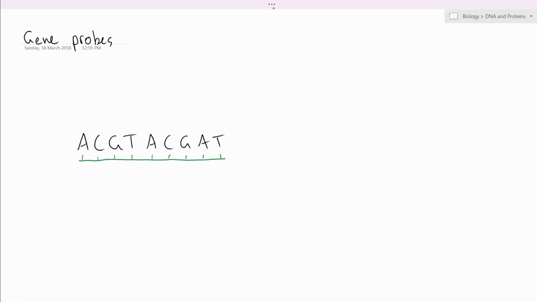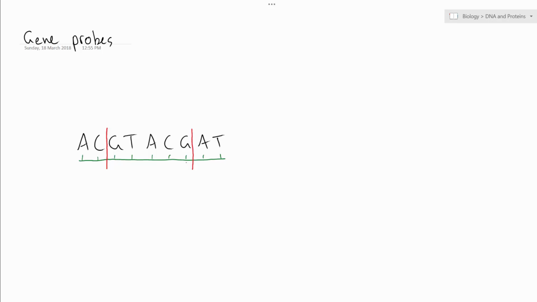What we might want to do is we might want to specifically find on a long strand of DNA this GTACG sequence. So this might be a particular gene, particular segment of interest for us, and we want to work out where in the genome that is, whereabouts on a chromosome individual that sequence of DNA is. So in order to do that, what we can do is use a gene probe.